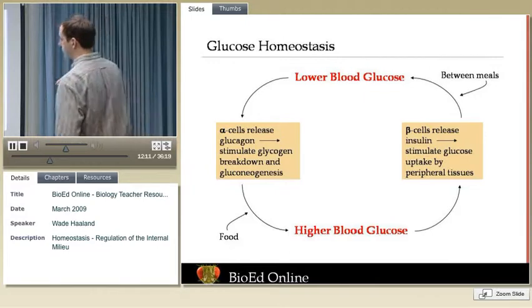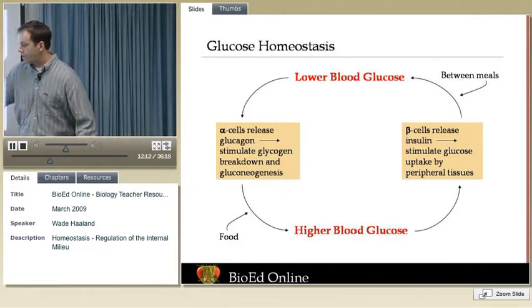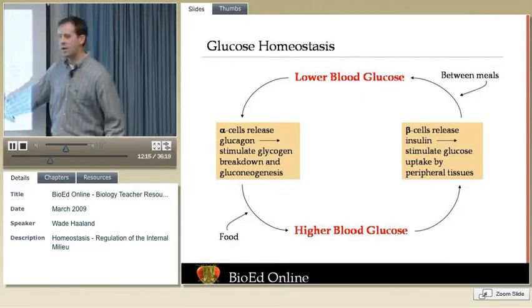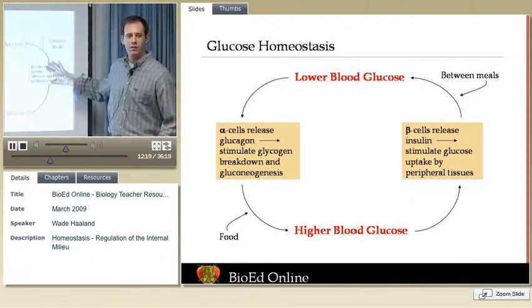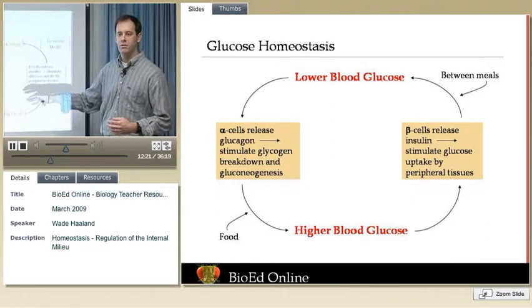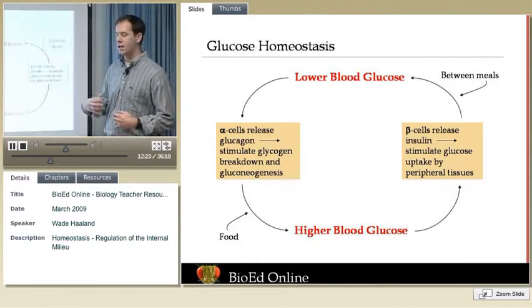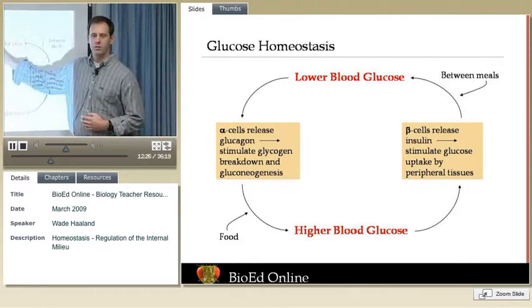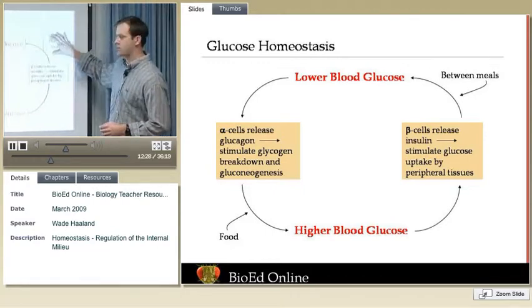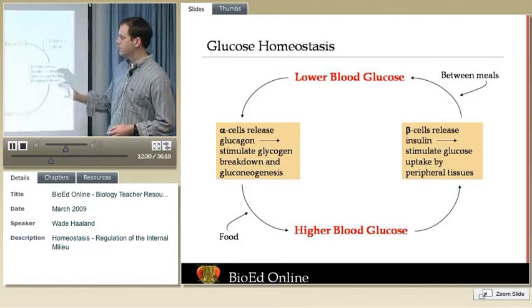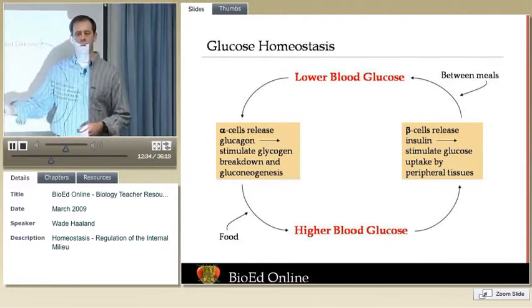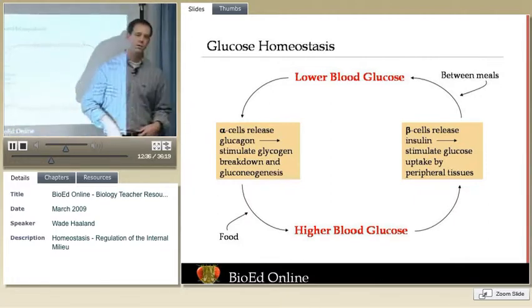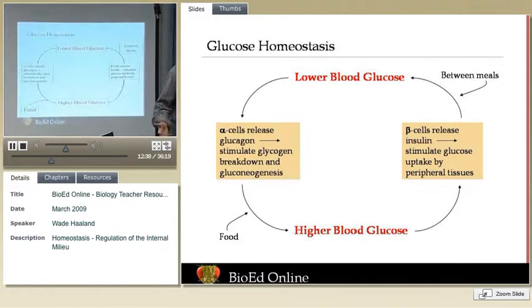So this is just another way of saying this. If we eat food, we end up having high blood glucose for a second. All right? Beta cells respond to this, secrete insulin. The excess glucose is taken in by the cells, and we return to lower blood glucose. Lower blood glucose could also be times in between meals. When it gets too low, the alpha cells are going to start secreting glucagon, and our liver is going to start making glucose for us.